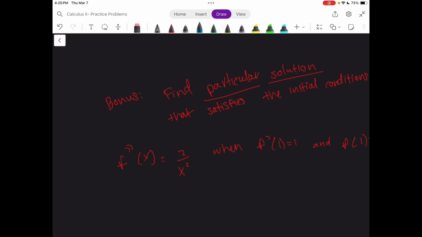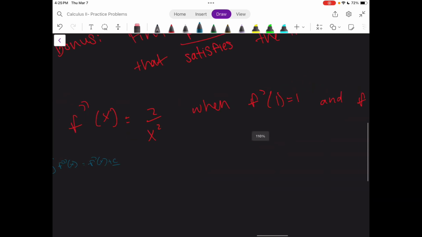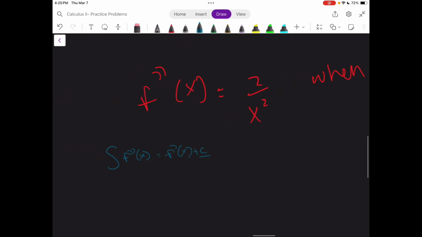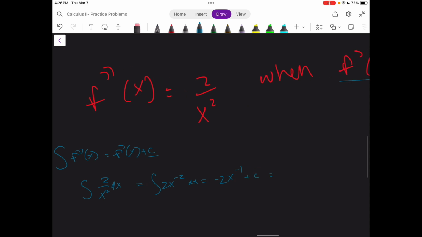What they did is they gave us a second derivative. We know that when we integrate this second derivative, we're going to get the first derivative and some constant. We're going to be able to figure out what that constant is using this initial condition. So let's integrate the second derivative, 2 over x squared, with respect to x. That's 2x to the negative 2. We add 1 to the exponent and divide by that new number. 2 divided by negative 1 is just negative 2, and there's some constant, and we could also rewrite that as negative 2 over x.